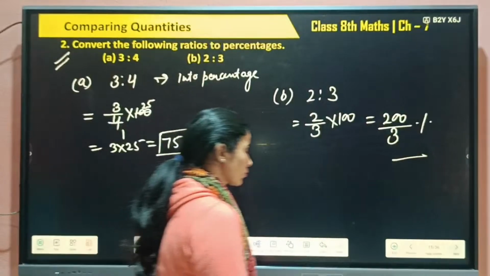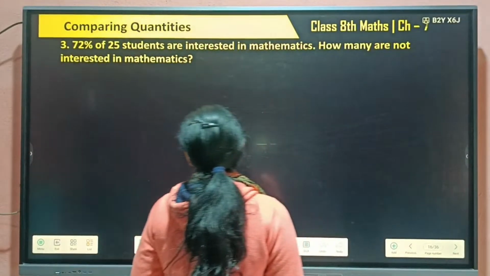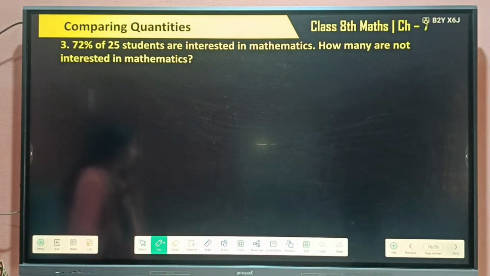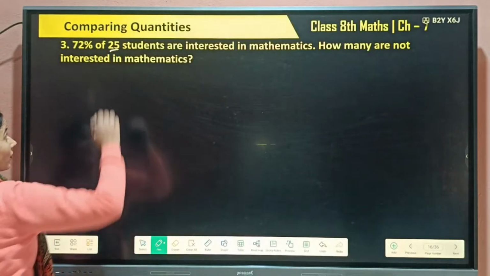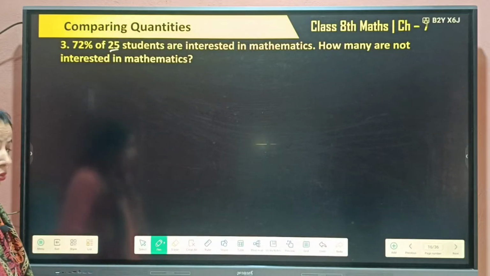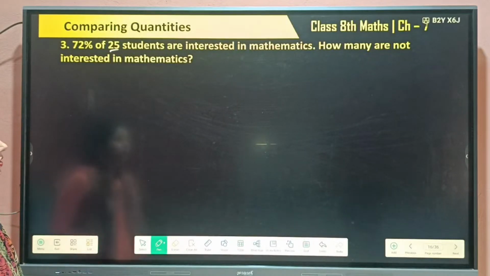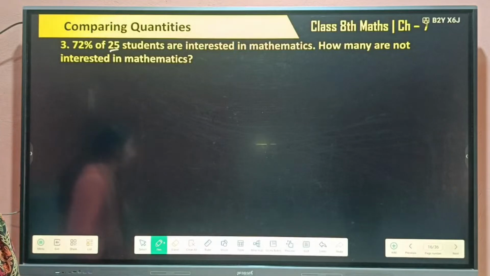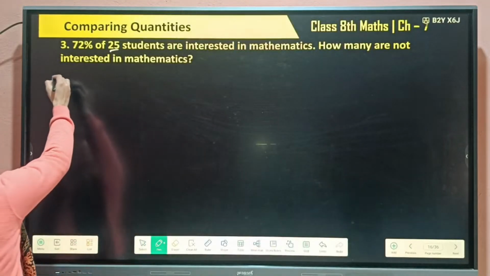What is the next question? Next question is: 72% of 25 students are interested in mathematics. How many are not interested in mathematics? 72% of 25 means total students are 25, and 72% of 25 are interested in mathematics. So how many are not interested? There are two ways to do this question. Let us see. Solution.